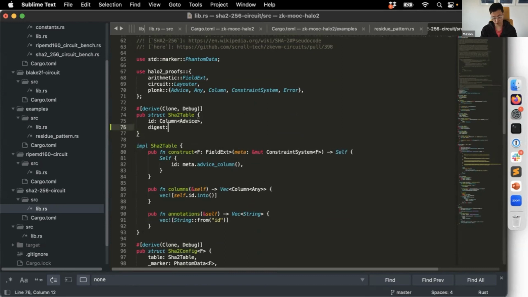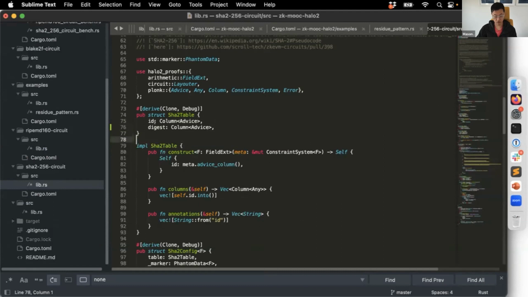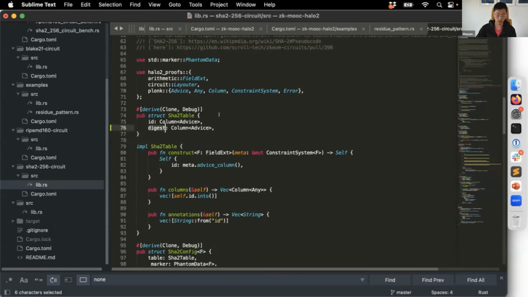There's actually a couple things to notice here. You would think, I just want to do one digest column, which is an advice column, and this will contain the SHA-256 digest for the ID. But it turns out this won't work. Why won't this work? Because the digest that SHA-256 returns is 256 bits, and that's bigger than the field that we're working in, which you can only safely fit 253 bits into.